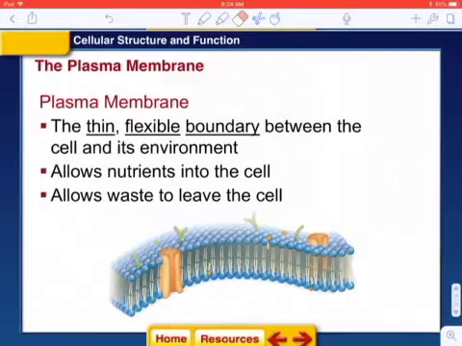Hi guys, today we're going to be talking about the plasma membrane. Hopefully you have your iPads out with your cell notes open. I'm starting on slide 10 of 29, so please make sure that you've got your notes ready to go.